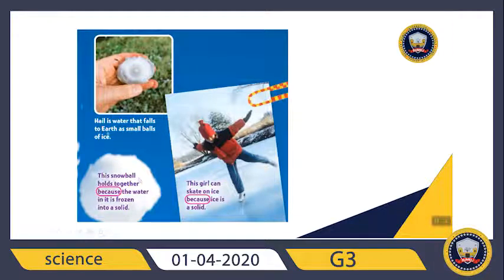And this snowball holds together because the water in it is frozen into a solid. And this girl is skating on ice. This girl can skate on ice because ice is a solid. If you turn this solid ice to liquid water, the girl will fall down and goes into the water.